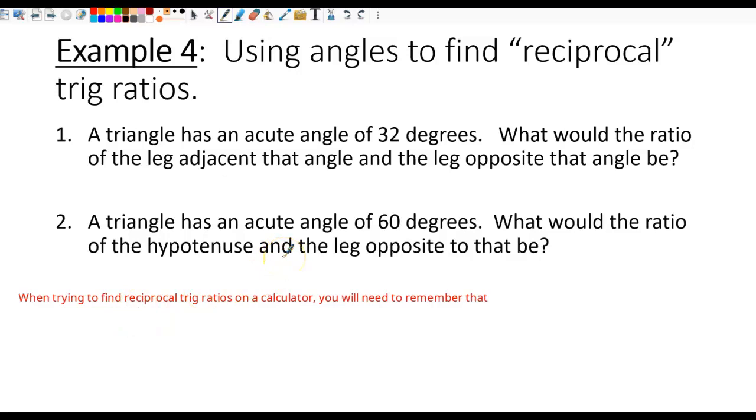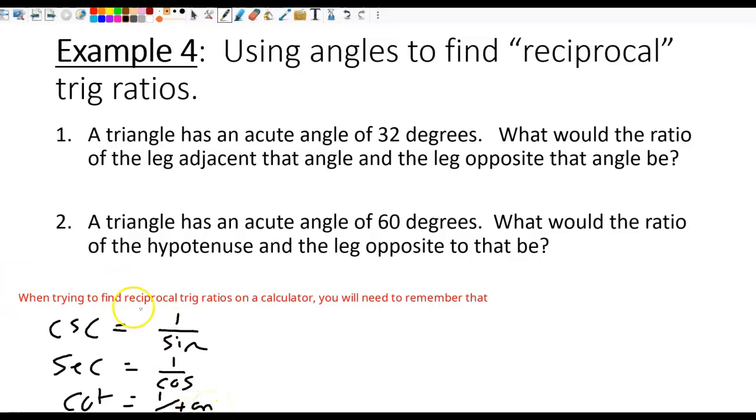So when trying to find reciprocal trig ratios on a calculator, you'll need to remember that cosecant is equal to the reciprocal of sine. In other words, it's 1 over sine. It's the flip of sine. Remember, sine is O over H, cosecant is H over O, so it's going to be the reciprocal of sine. Also, secant is the reciprocal of cosine. And finally, cotangent is the reciprocal of tangent.